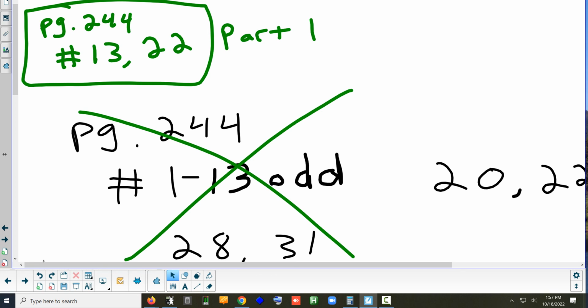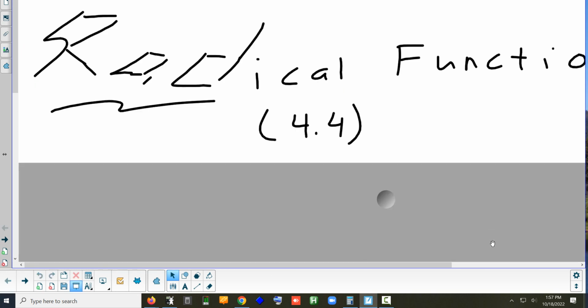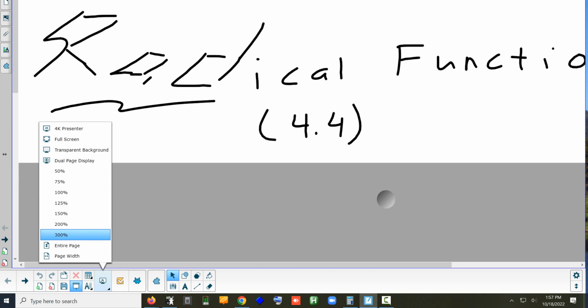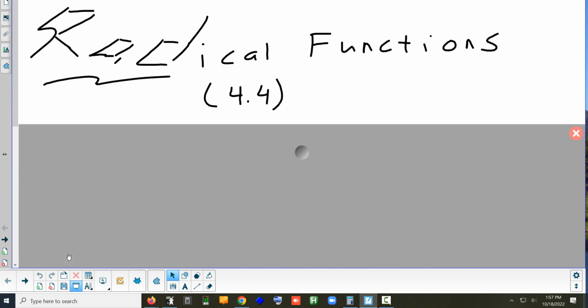Okay, so now let's take a look at 4.4. That is on what we call radical functions. And that's why I use my radical font. It's pretty cool, huh? Not really, no. Okay, so radical functions, section 4.4.